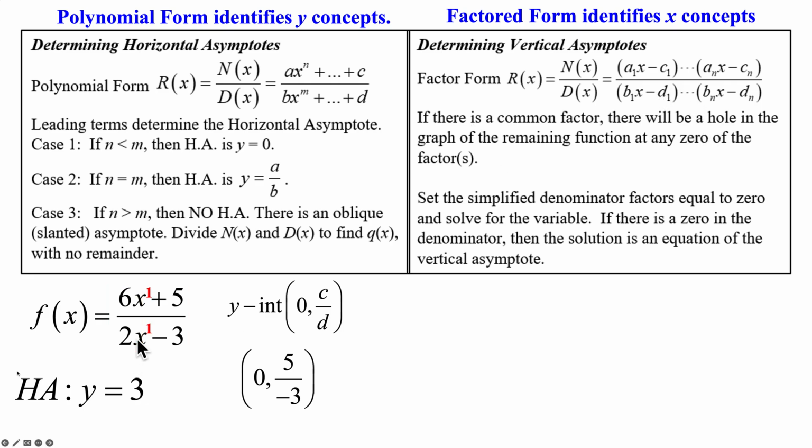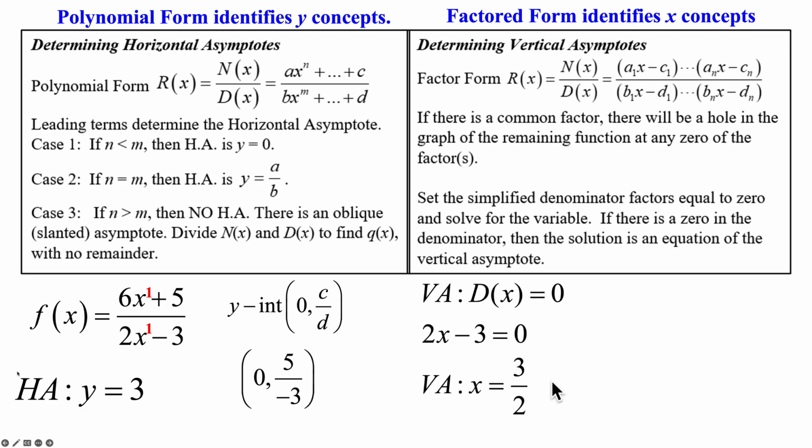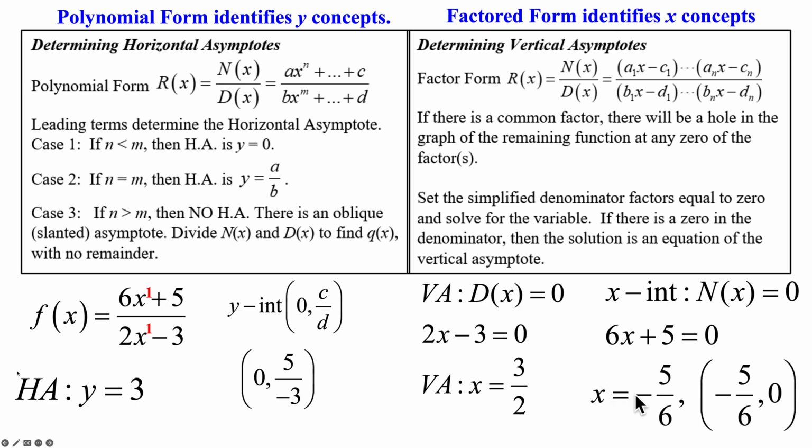And same function, we said to find the vertical asymptote. In the previous video, we said take the 2x minus 3, set it equal to 0, add 3 and divide by 2. We said it was 3 halves or 1.5. Now, if you take the top, well, we factored the top. If you factor the top and set the top factors equal to 0, that will give you x-intercepts. So 6x plus 5, we'll subtract the 5 over to get 0, divided by 6.